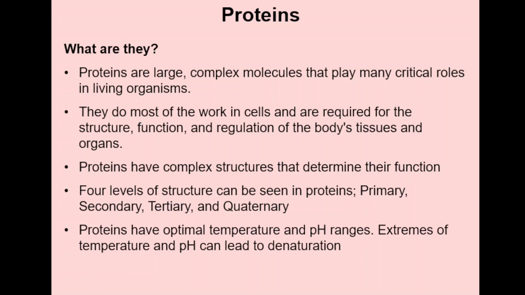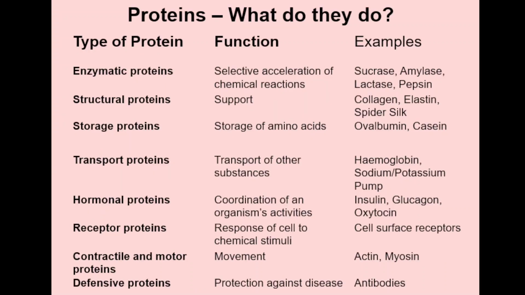And another really important point about proteins relating to that complex structure is that they have optimal temperature and pH ranges. It means that they're quite delicate, they're quite sensitive to change. So extremes of temperature and pH can lead to the denaturing or denaturation of the proteins, which means that they will essentially unravel. And because structure equals function, if they no longer have the right structure, they won't be able to do their job.